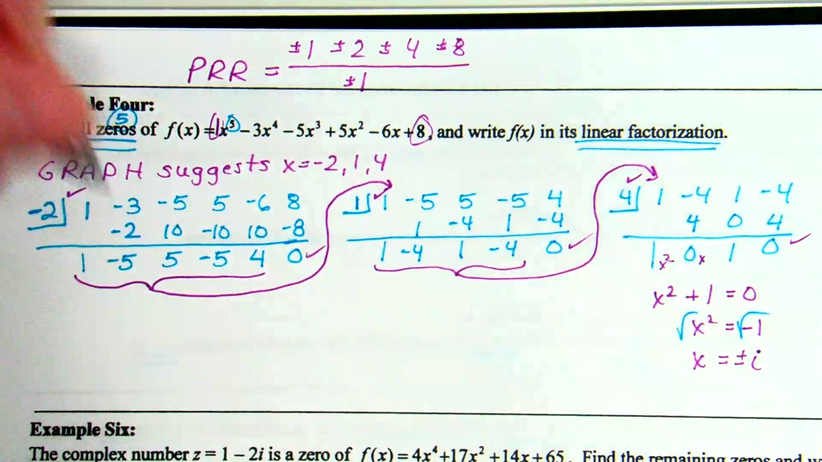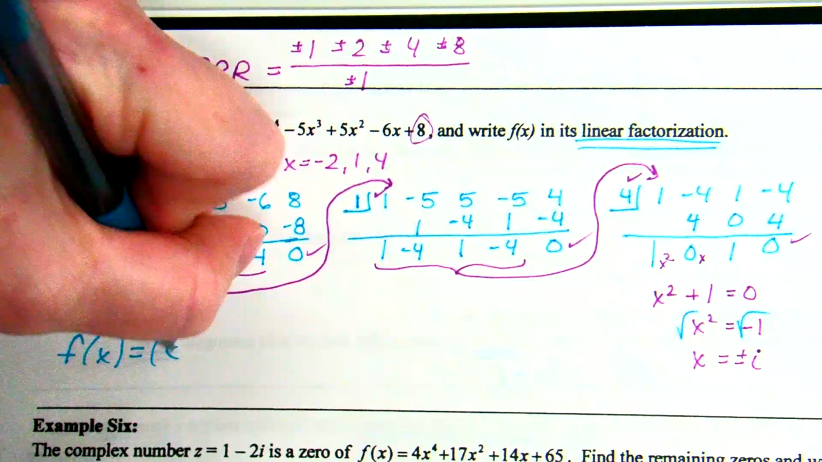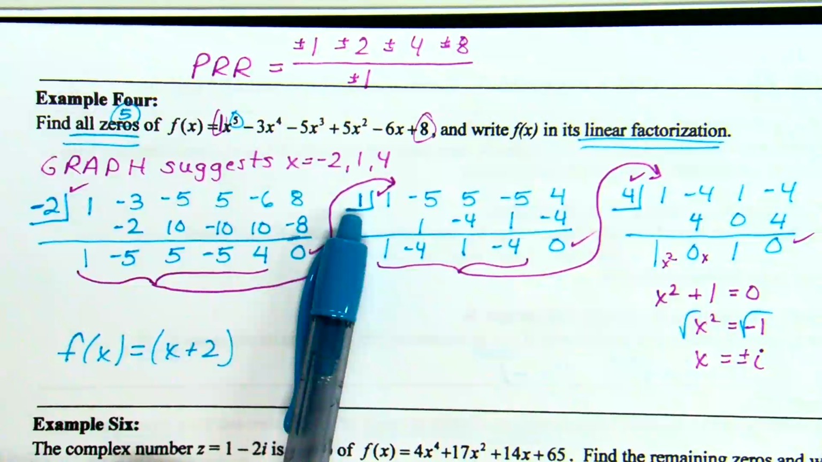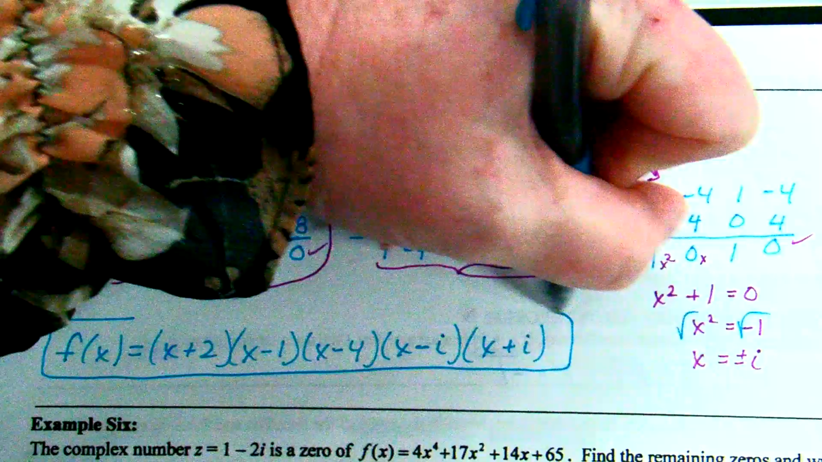F of x equals, we want a linear factorization. So, negative 2. What does negative 2 represent as a factor? X plus 2. Then we have 1. What does 1 represent as a factor? X minus 1. Then we had 4. What does 4 represent as a factor? X minus 4. Then we had i. What does i represent? X minus i. And then we had negative i. X plus i. Yes?